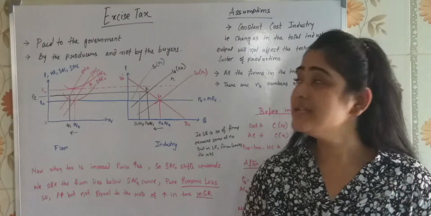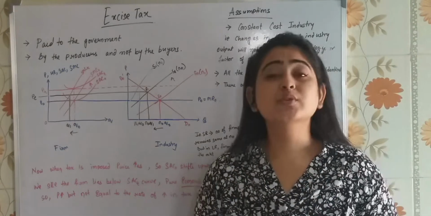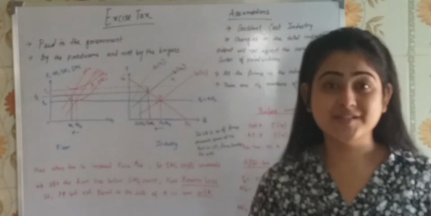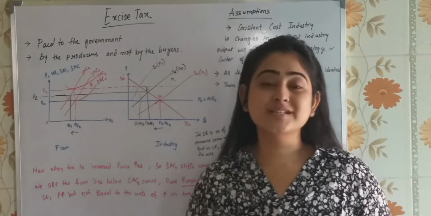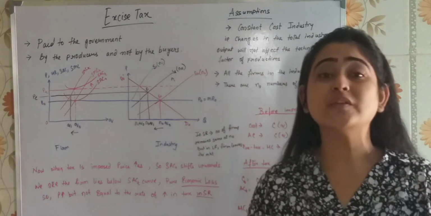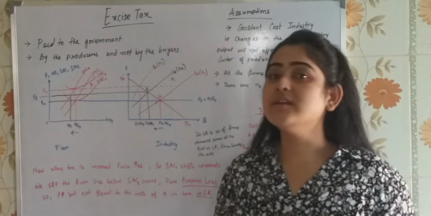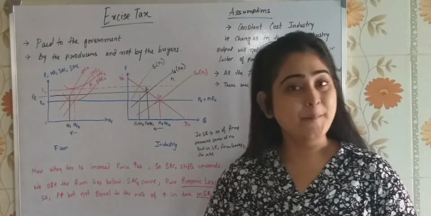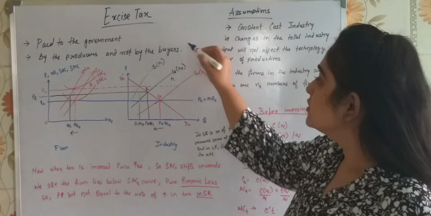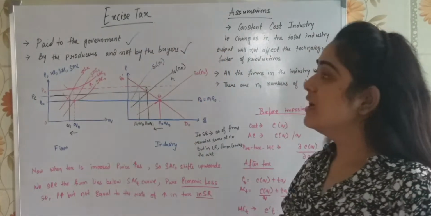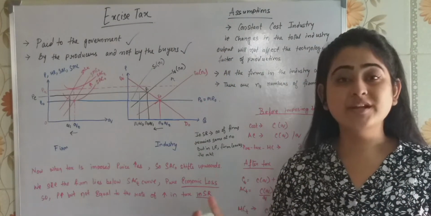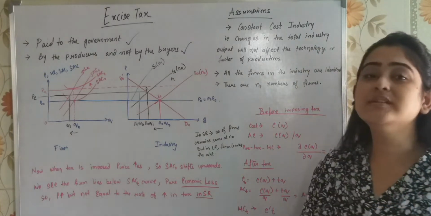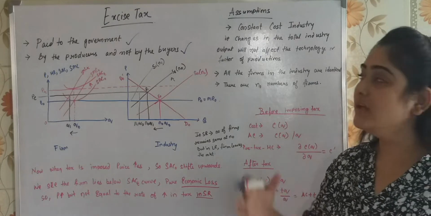Well, this is a kind of tax which is paid to the government. By whom? By the sellers and not by the buyers. So whatever we are going to discuss here is going to be in respect of the sellers. Why? Because buyers are not the ones who pay the excise tax. It's the seller who makes the payment to the government. So this is the first and foremost thing, that excise tax is paid to the government by the sellers and not by the buyers.